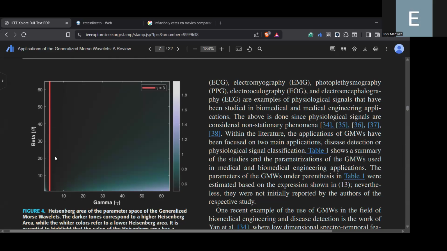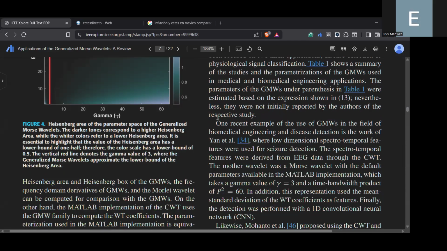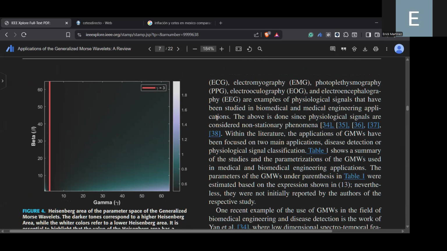But the aspect that I wanted to highlight is that despite having this superfamily of the generalized Morse wavelets, its parameterization is challenging. In fact, I will be uploading a second video discussing what those people do. How do people parametrize this superfamily of wavelets? In any of those publications, is there a justification for that?